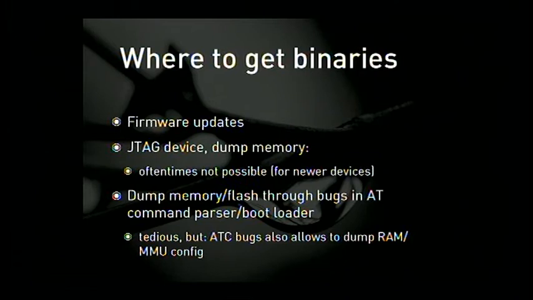And later on, I also had the ability on iPhones to dump memory through bugs in the AT command parser. So these are the bugs that are used by the iPhone dev team to produce the unlocks. But they can also be used for other things. So you can dump RAM or flash memory. You don't need to dump flash memory, but it's useful to be able to peek into the RAM to figure out whether the heap actually is at the address that you think it is. Also to get like the MMU configuration.